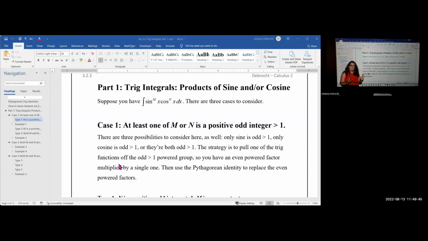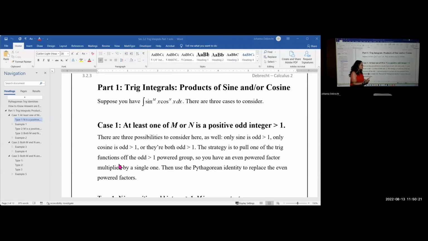Now there are 3 possibilities here: it's the power on sine that's odd and bigger than 1, or it's the power on cosine that's odd and bigger than 1, or both of them have an odd power bigger than 1. It could be sine cubed of x, cosine cubed of x, or sine cubed of x, cosine to the fifth of x. But it could also be cosine cubed of x, sine squared of x, or sine to the fifth of x, cosine to the fourth of x. All I need is at least one of the powers to be an odd integer bigger than 1.